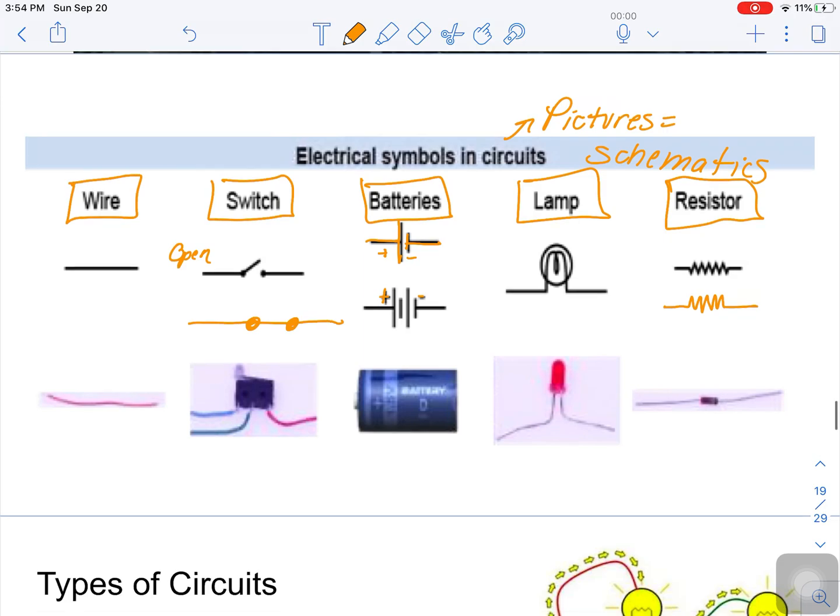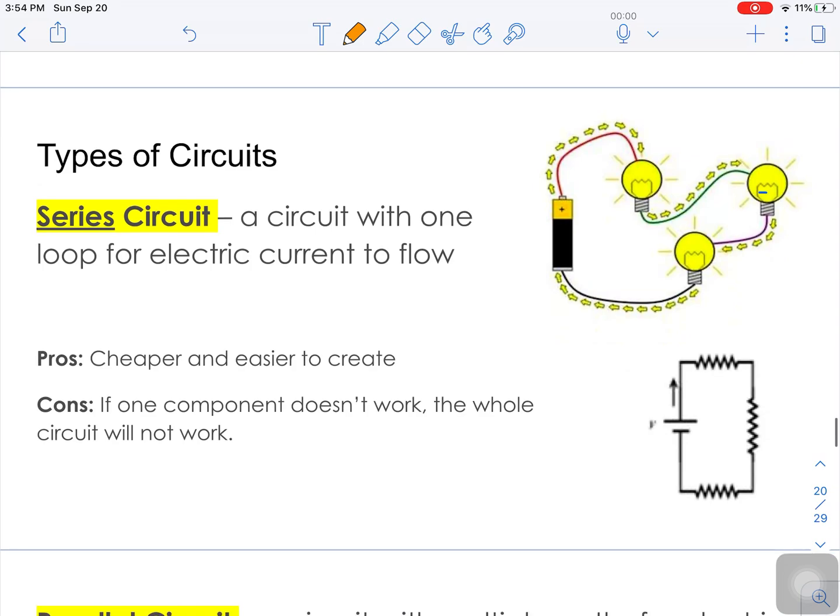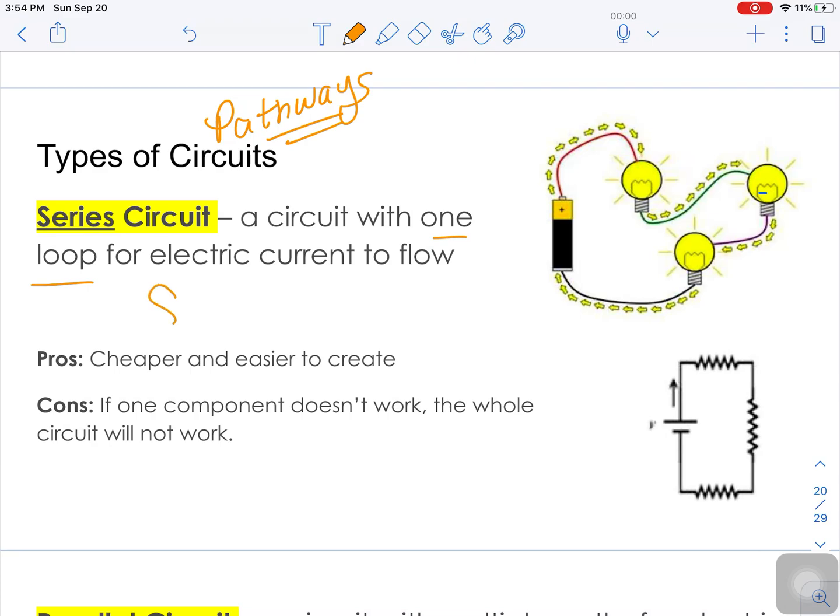All right. So last thing we got to learn about now is types of circuits. In types of circuits, we're going to be looking at how many pathways are there. So we have two main types of circuits. The first one is a series circuit. A series circuit is a circuit with one loop for the electrical current to flow.